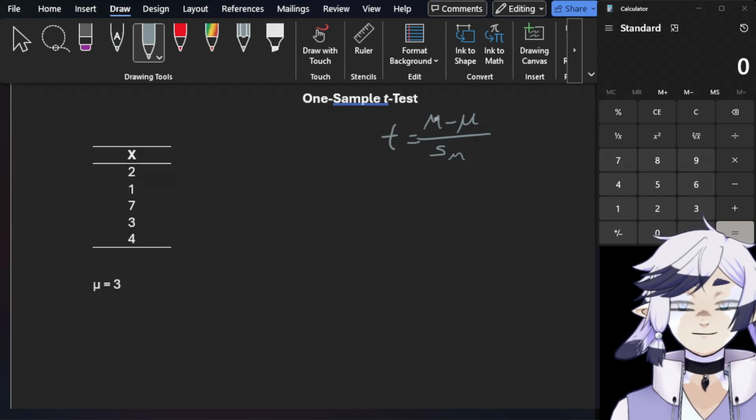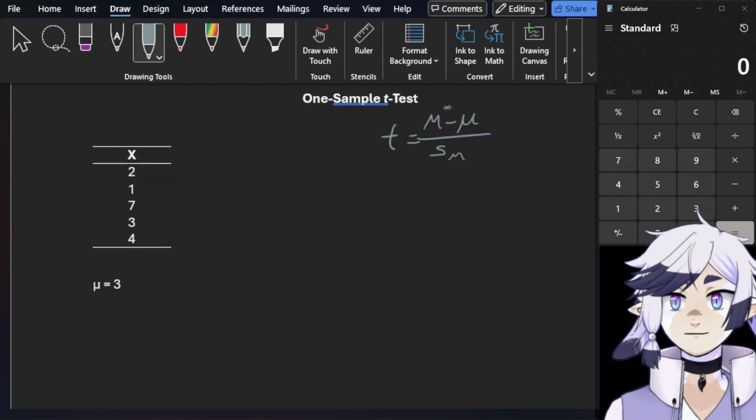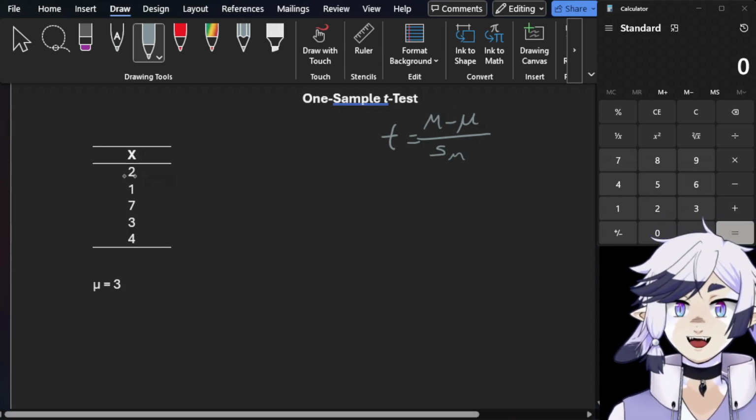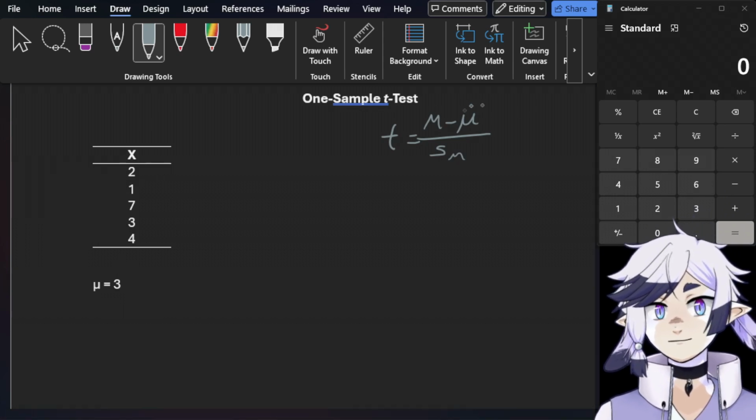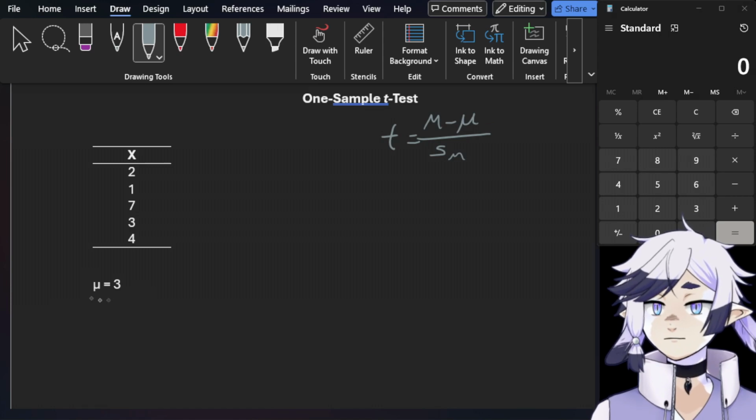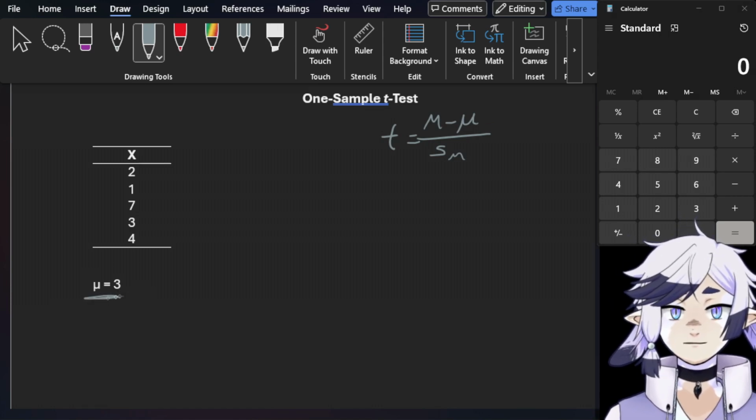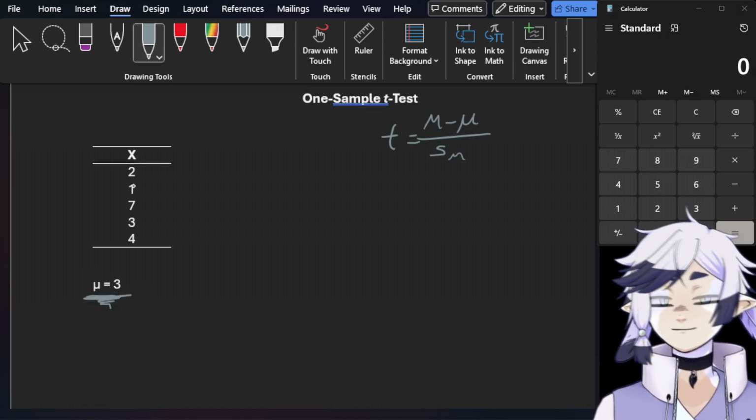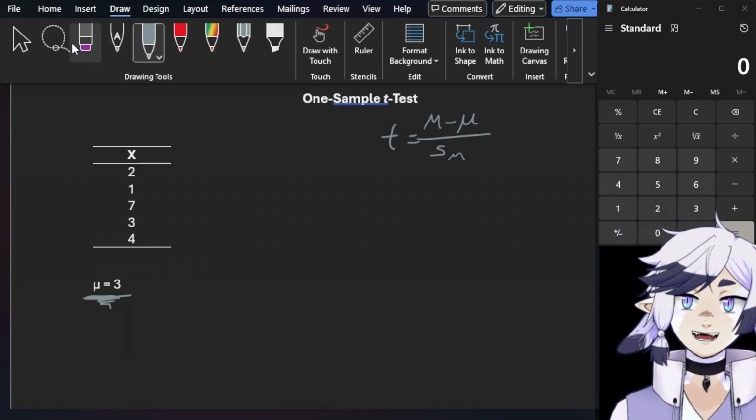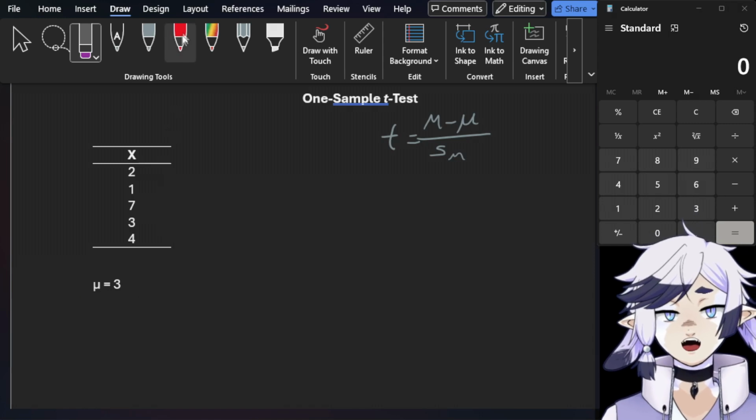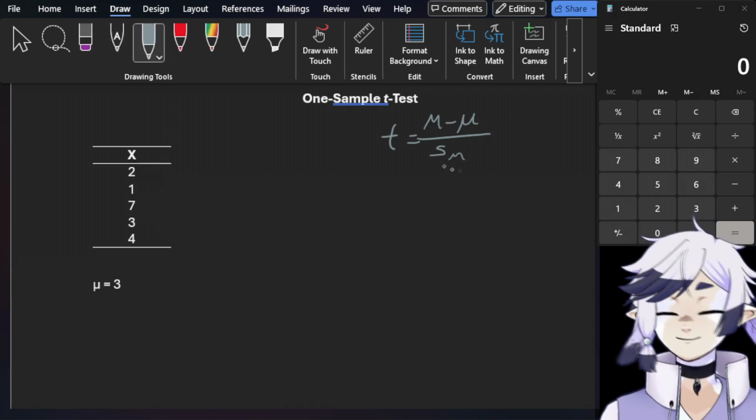So let's look at our formula. Do I have the sample mean yet? I do not, actually. I need to calculate the mean of all of these things. Do I have the population mean? Yeah, I do. If you're doing a one sample t-test, you presumably know the population mean or whatever it is you're using as the population mean. So you should always start with that information. And then finally, we have a standard error, which is not a number that we have yet.